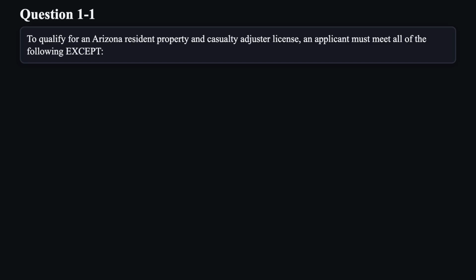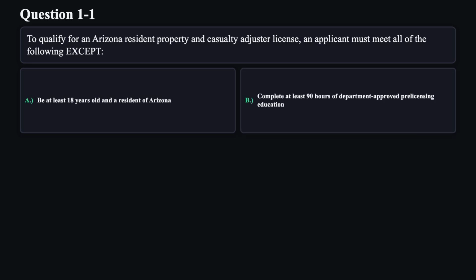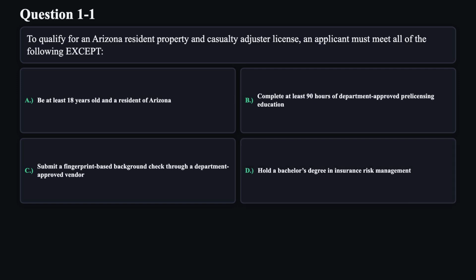To qualify for an Arizona resident property and casualty adjuster license, an applicant must meet all of the following except: A. Be at least 18 years old and a resident of Arizona. B. Complete at least 90 hours of department-approved pre-licensing education. C. Submit a fingerprint-based background check through a department-approved vendor. D. Hold a bachelor's degree in insurance risk management.